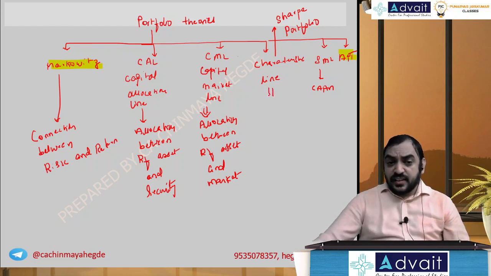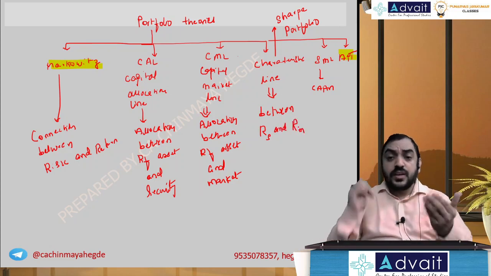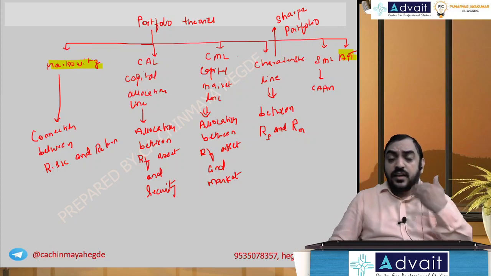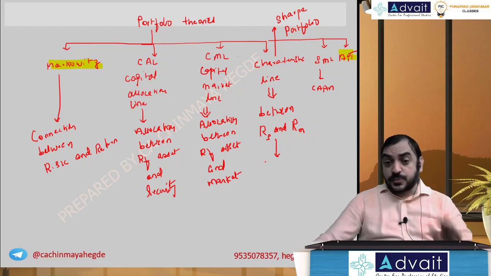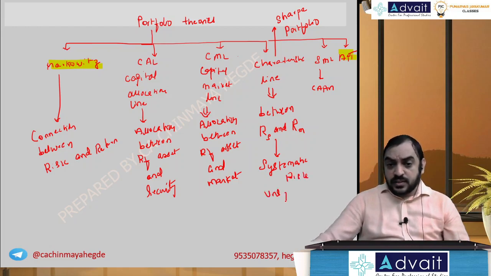Characteristic line is the connection between two things. It is the connection or analysis between RS and RM. RS means return of a security and RM return of the market. And here we are also going to learn important aspects such as beta, and beta we learn later also. Here we are going to learn two important aspects. One is systematic risk, the other is unsystematic risk.